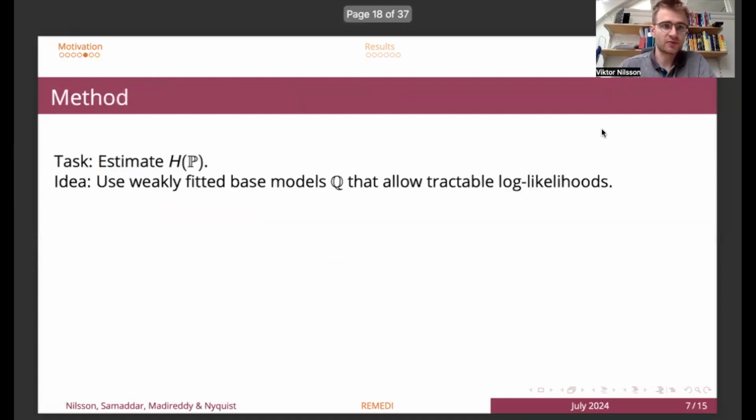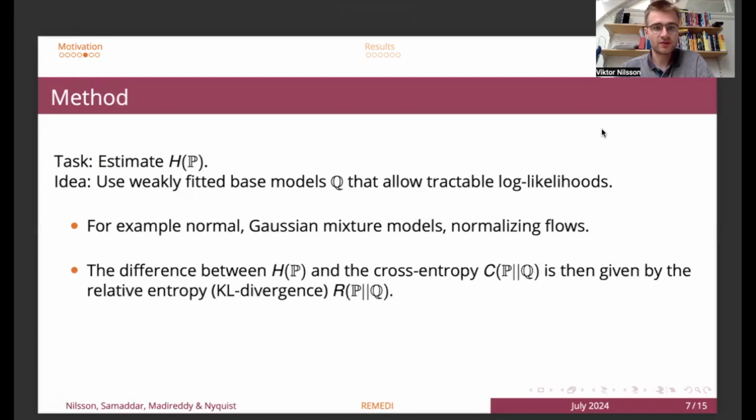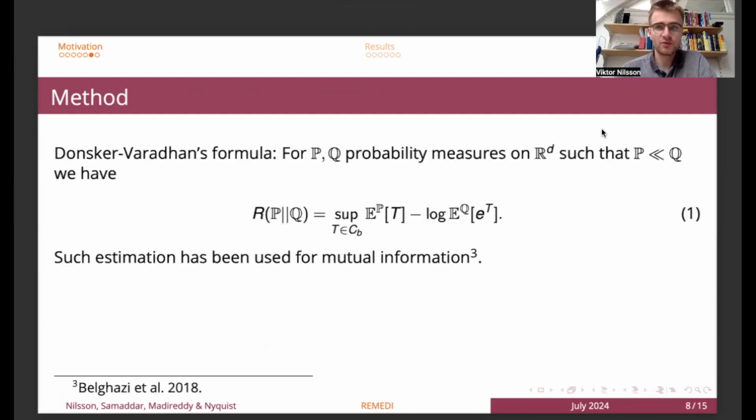Our method of estimating the entropy uses weakly fitted base models, Q, that allow us to compute the likelihood. For example, this may be a normal distribution, a Gaussian mixture model, or a normalizing flow fitted to the data. The difference between our desired quantity h of p and the cross entropy that we obtain from such a model is then given by the relative entropy between P and the base model Q. This relative entropy can be estimated using Donsker-Varadhan's formula, which looks as follows. It's a supremum over expectations, which has been used before in mutual information estimation.